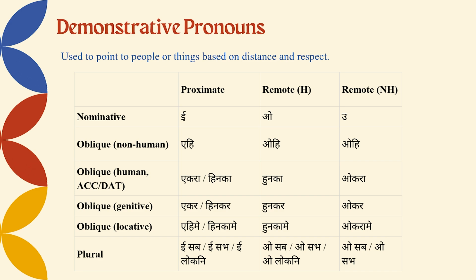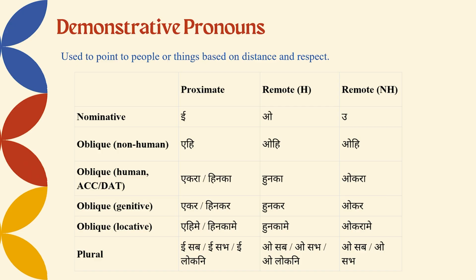For genitive, we again had two proximate forms, non-honorific ekar and honorific hinkar. And then for remote, we had honorific hunkar and non-honorific okar. Similarly, for locative, we saw yame or hinkame. Hinkame is not very commonly used, but it's there. And then for remote honorific forms, we had hunkame and non-honorific form as okrame.